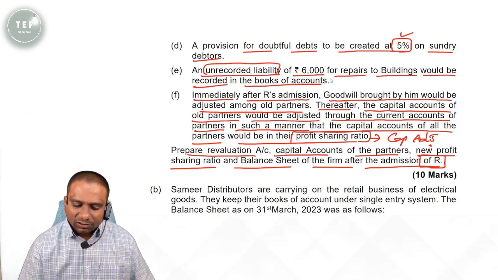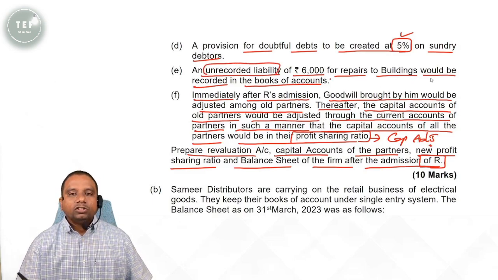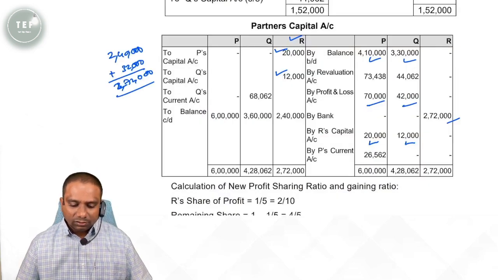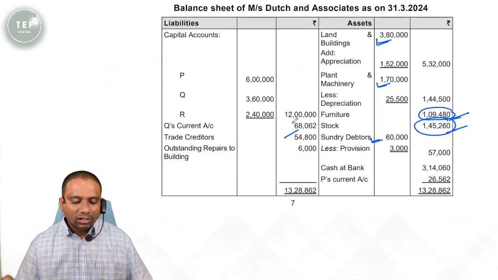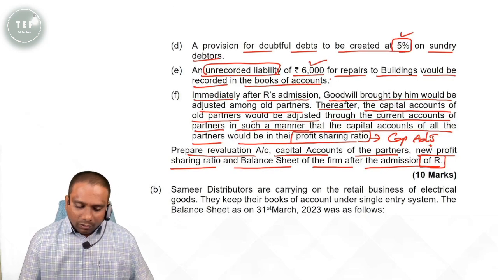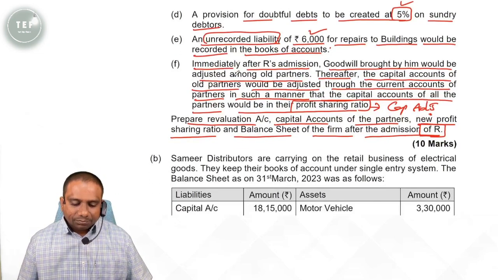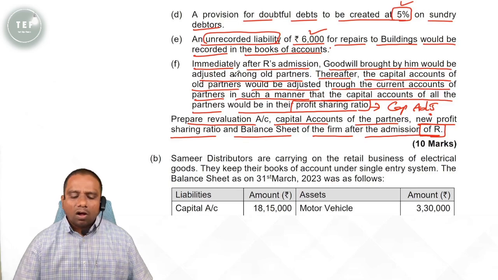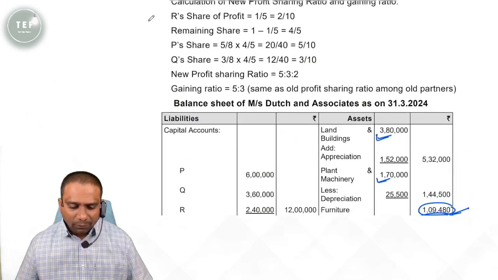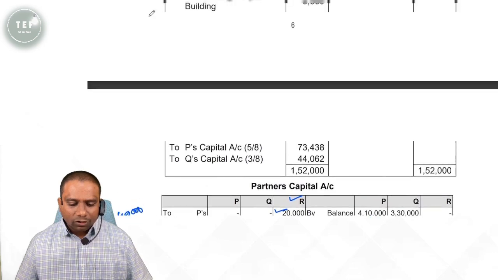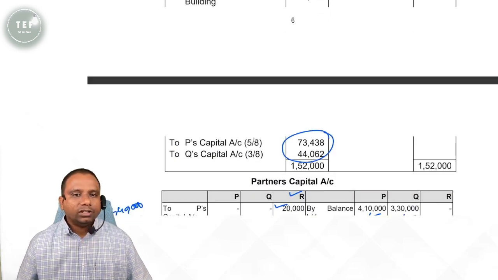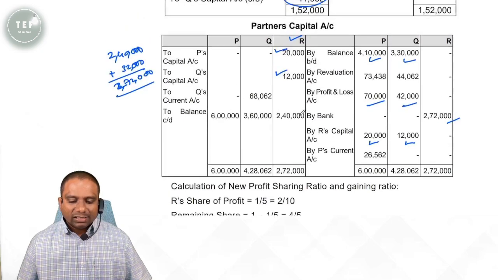Unrecorded liabilities 6,000 rupees for repairs of building. So revaluation account debit 6,000. Again, show it on the liability side of the balance sheet, 6,000. Next one. That's it. All adjustments have been completed except capital adjustment. Before that, calculate revaluation profit or loss and distribute to partners. Over.